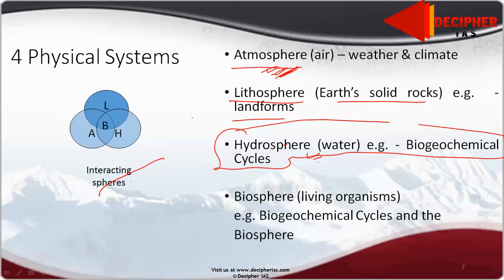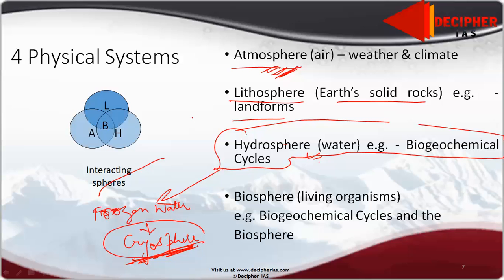But sometimes for frozen water we use the term cryosphere. Very important, cryosphere. The frozen part of water on the earth is the cryosphere. And if we talk about humans, we call it anthrosphere. Anthro is always about man, as I told you in the last class.